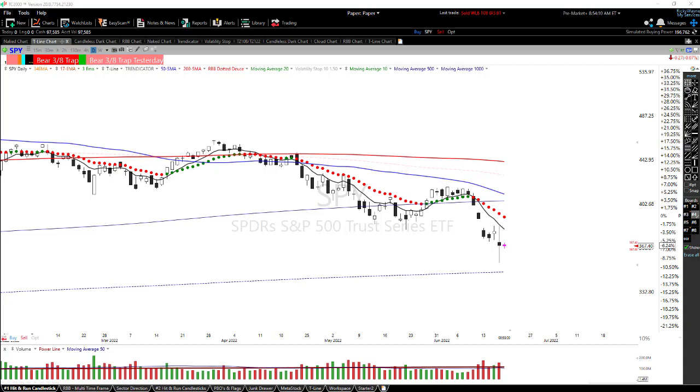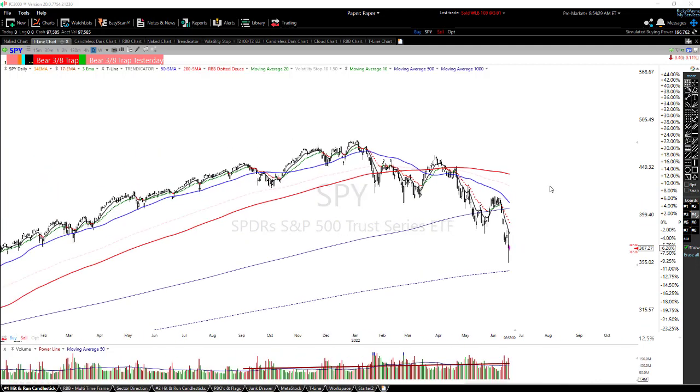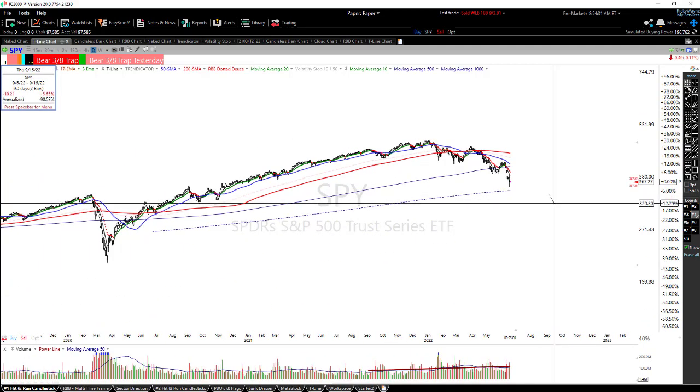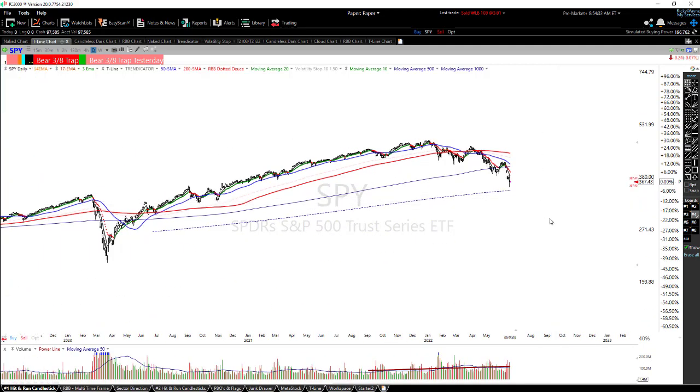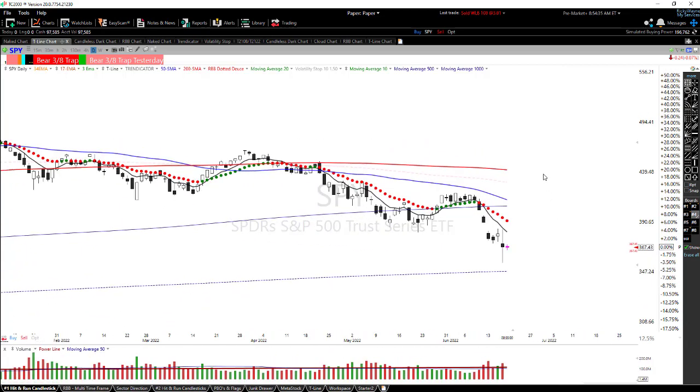Now that doesn't mean that we can't have some kind of relief rally similar to this, or this, or this, or that, or maybe even that. We can certainly do that before we head down. But I still think this 1,000 period moving average is tagged. And honestly, I think there's more room for it to follow. We can talk about that more later today.